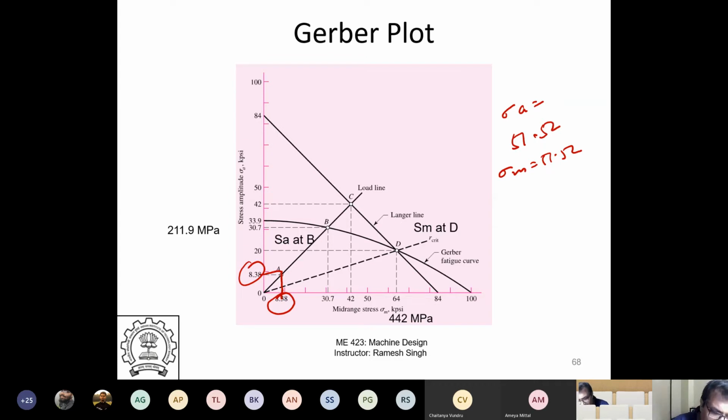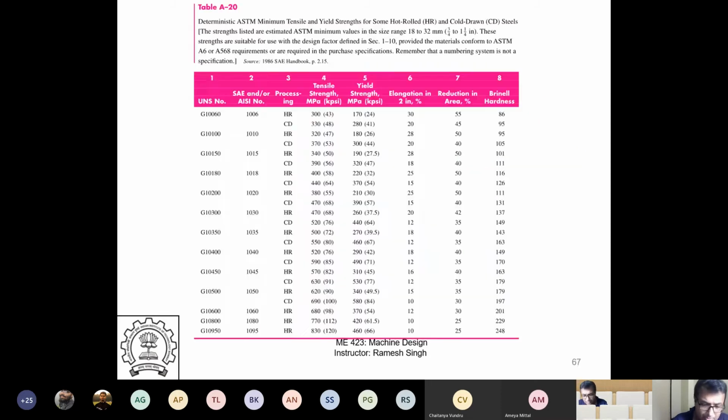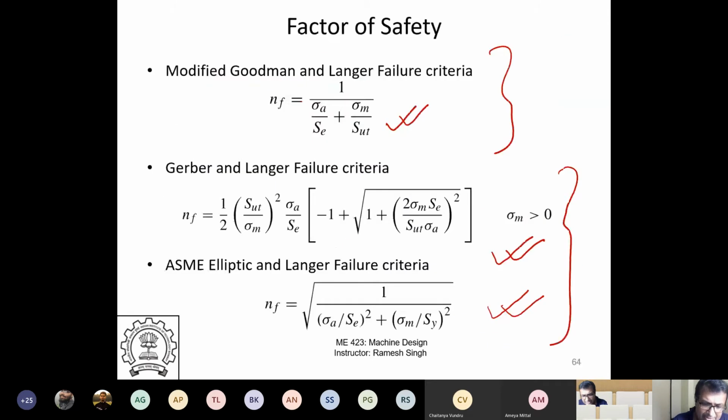So basically, if I use Gerber, this is the Gerber line right here, the curve. And if you know the equation for the Gerber line, I'll just go ahead and show you the equation, so that the factor of safety for Gerber line is this. This is the factor of safety, this equation right here. I have SE, the modified SE. I have sigma A now. I have sigma M. I have SE. I have SUT, and I can find out what will be the factor of safety.